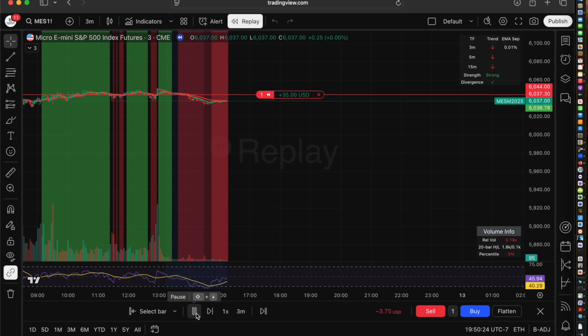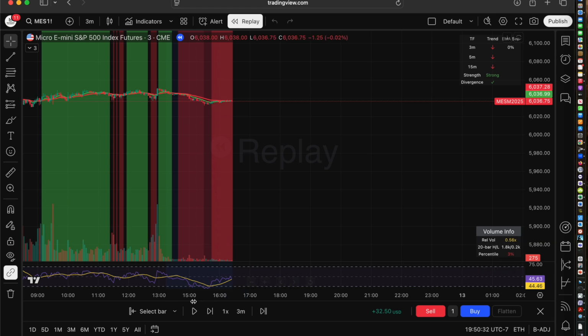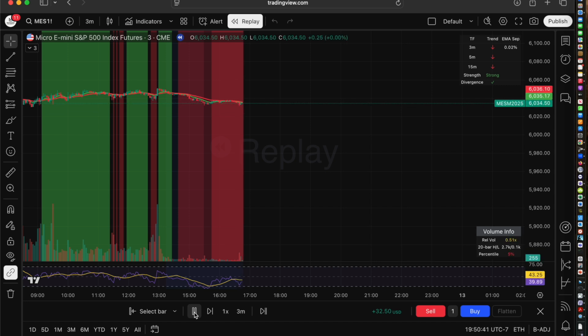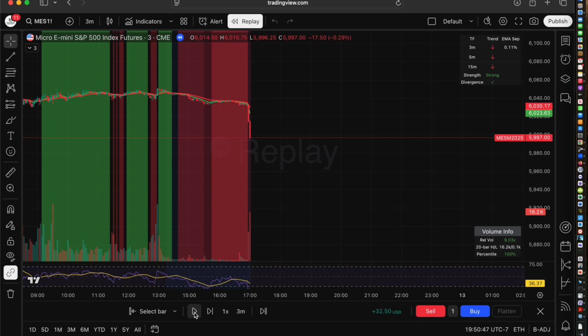Starting to trend sideways. Maybe I should just take my $30 and wait for the next one. Oh, that's what we missed right there. If we had not exited, then we would have captured this move right down here.